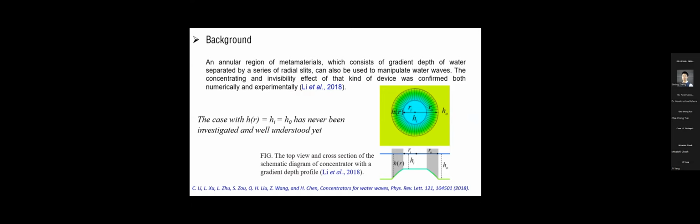But to the best of our knowledge, a more fundamental problem, that is, wave interaction with an annular multi-material cylinder consisting of radial thin plates placed in water of constant depth, has never been investigated and well understood yet. So our following work is then focused on this special case.